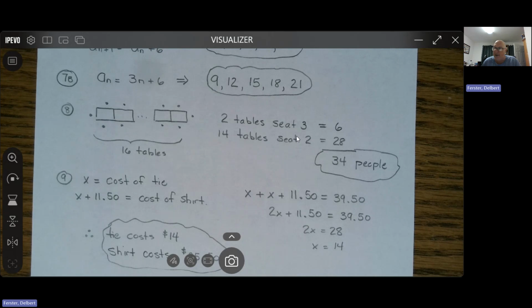So 2x plus 11.50 is 39.50. Take away the 11.50. 2x is 28. Divide by 2 and x is 14. So the tie comes in at $14 and the shirt comes in at $25.50. And that takes care of the solution for number 10. And that, my friends, is the end of the problems from chapter 1.